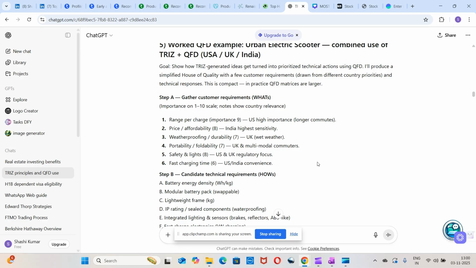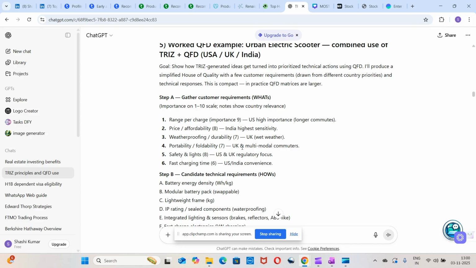Weatherproofing and durability, importance is 7, which is useful for the UK, where wet weather is common. Portability and foldability is 7, since UK multimodal commuters are there. Safety and lights, importance is 8, with regulatory focus in the US and UK. Fast charging time, convenience in the US and India. So these are all our customer requirements and their importance on a scale.